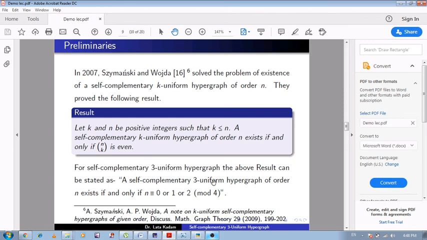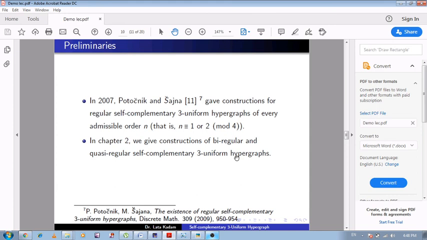Now in 2007, Szymański and Wojda proved the existence of self-complementary k-uniform hypergraphs. They proved that a self-complementary k-uniform hypergraph of order n exists if and only if n choose k is even. In other words, a self-complementary 3-uniform hypergraph of order n exists if and only if n is congruent to 0, 1, or 2 modulo 4. Also in 2007, Potočnik and Šajna gave constructions for regular self-complementary 3-uniform hypergraphs.